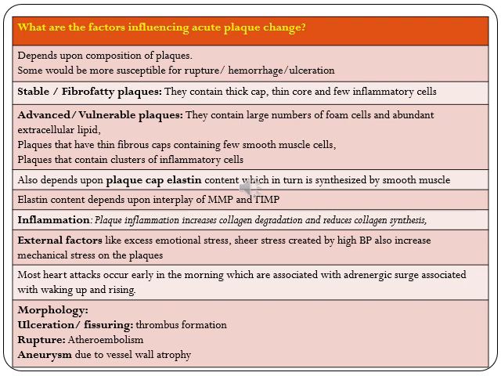So fibrofatty plaques have thicker caps, thinner cores, and few inflammatory cells, whereas these vulnerable or advanced plaques have thinner caps, more foam cells and extracellular lipid, clusters of large numbers of inflammatory cells, as well as fewer smooth muscle cells.